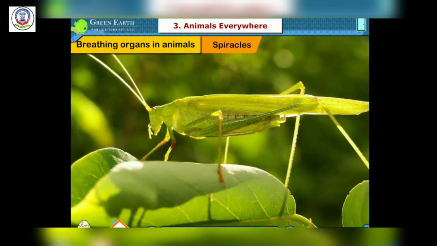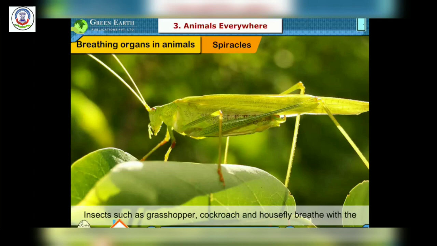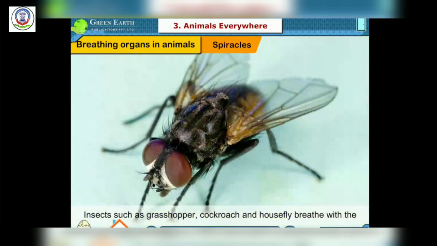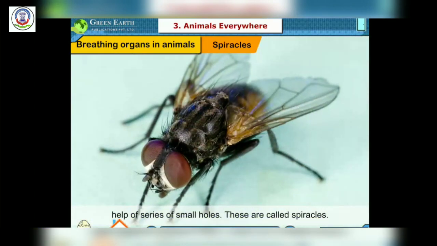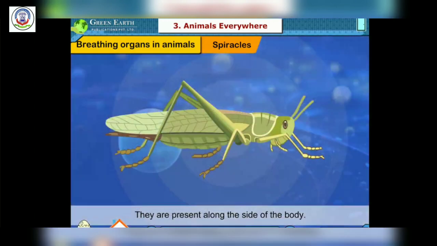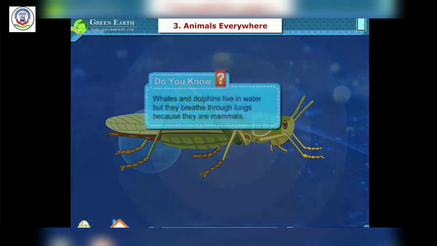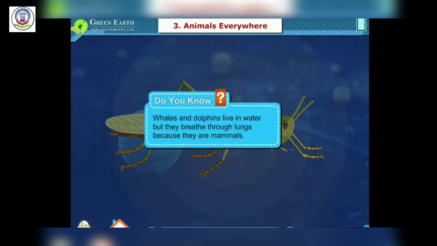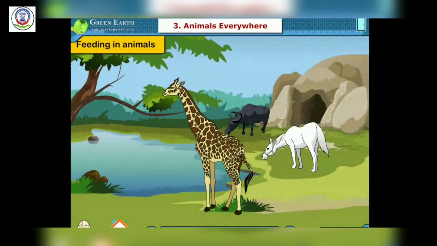Spiracles. Insects such as grasshopper, cockroach, and housefly breathe with the help of series of small holes. These are called spiracles. They are present along the side of the body. Air enters the body of insects and goes out of these spiracles. Do you know, whales and dolphins live in water, but they breathe through lungs because they are mammals.